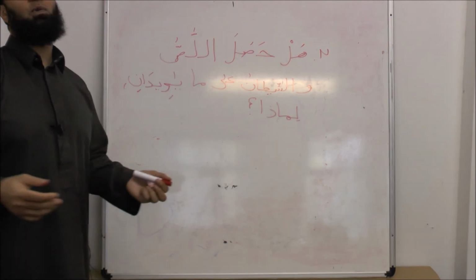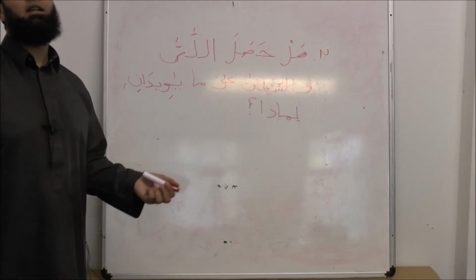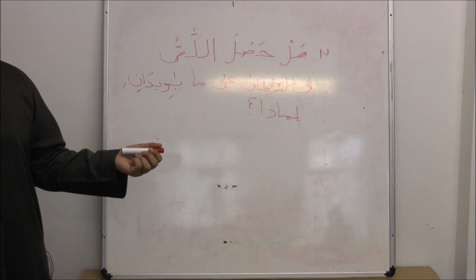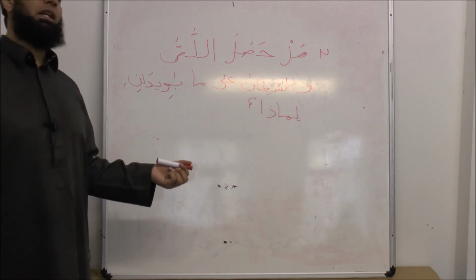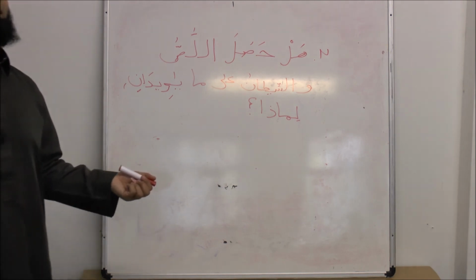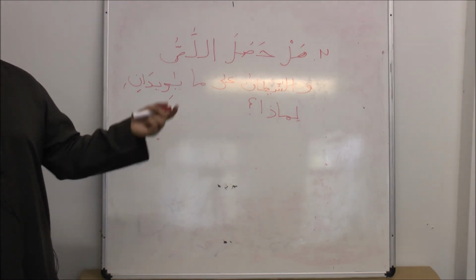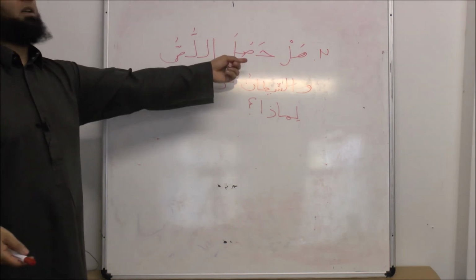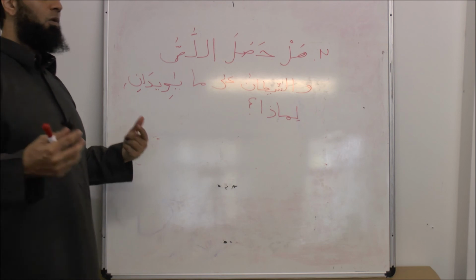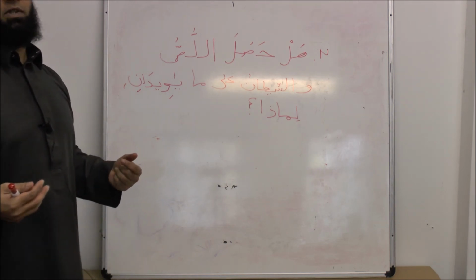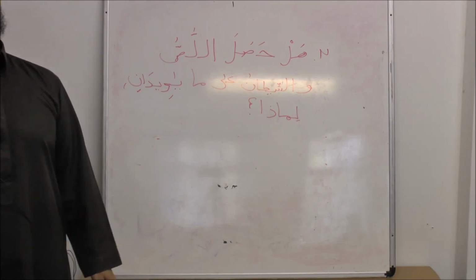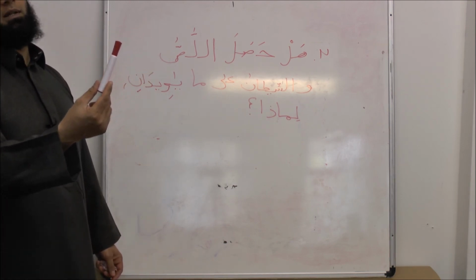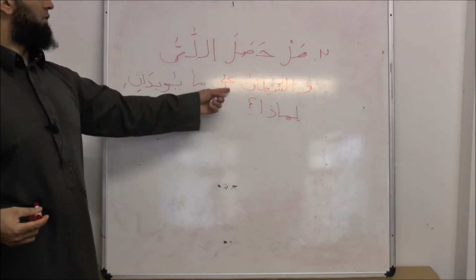So for example, it's very common in Arabic to say madha hasala, what happened? Or you say madha hasala lahu, what happened to him? Madha hasala laha, what happened to her? Hasala is also used to mean acquire. So you say, for example, hasaltu ala hadha al-qalam, I acquired this pen. Ala is used with hasala.